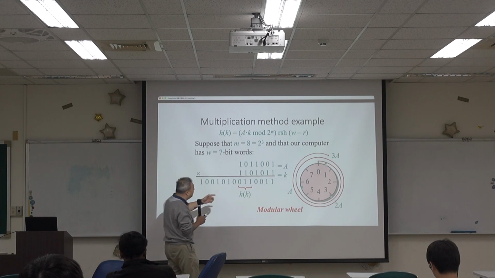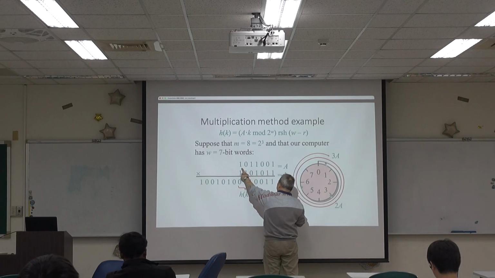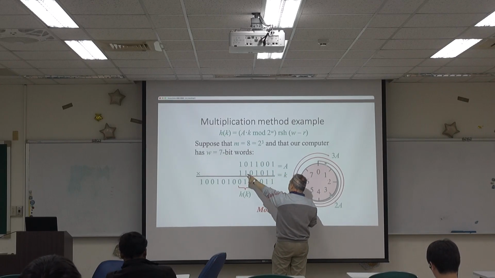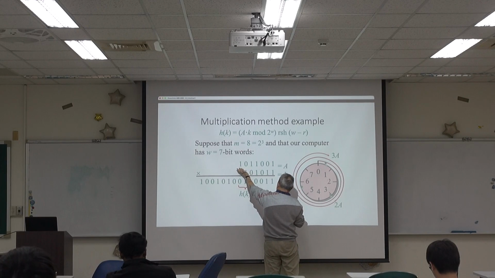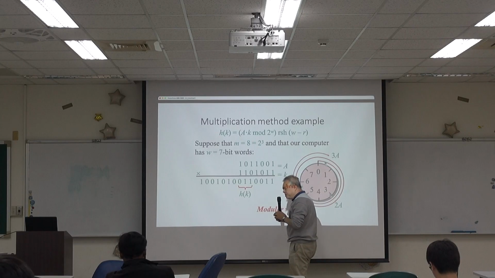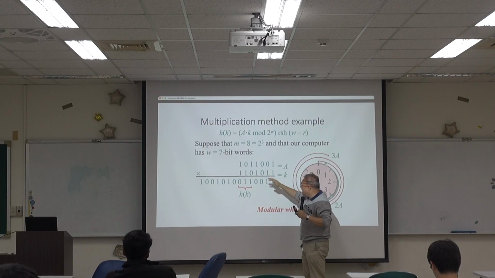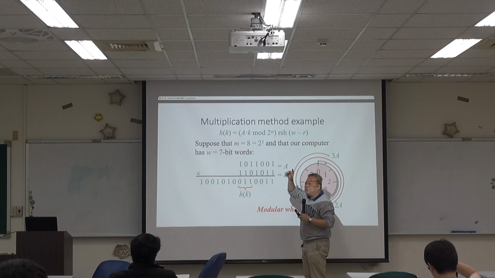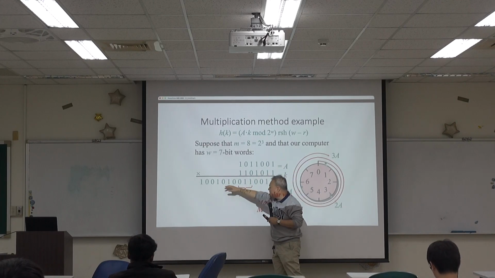Then let's assume our A is like this. You can see that it's bigger than half of the word, because the first digit is 1. And second, it's an odd number, not an even number. And it's not too close to 2 to the power of w minus 1, or to 2 to the power of w. Okay, let's say this is A. So multiplication will result in this.